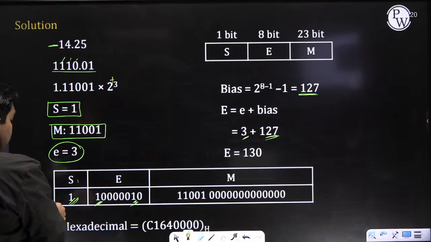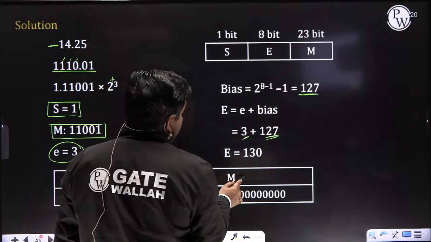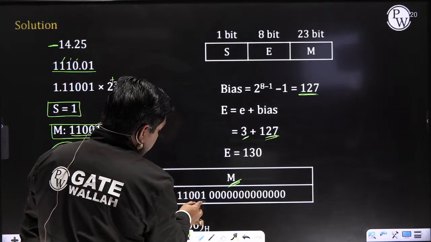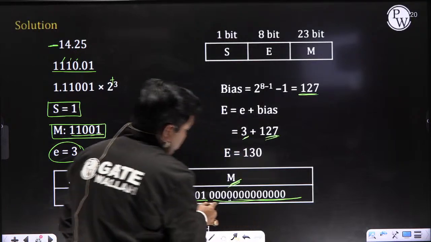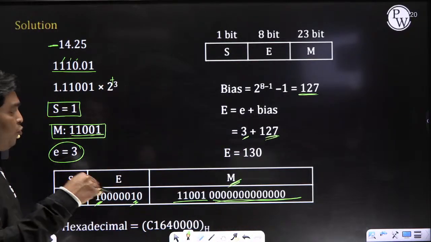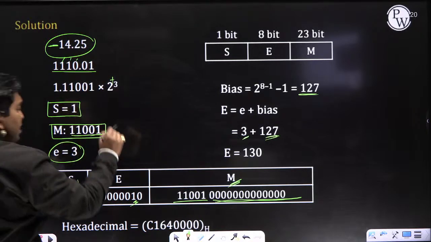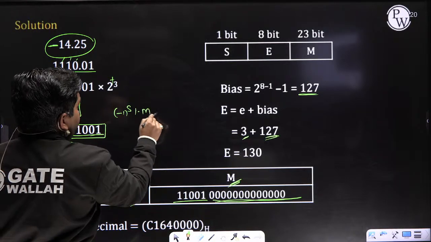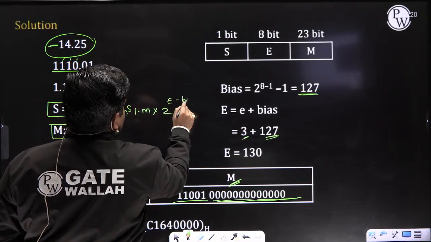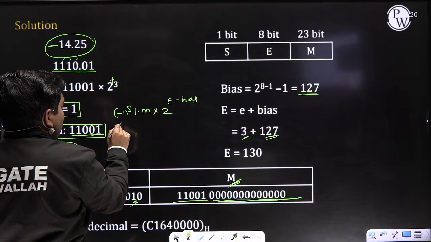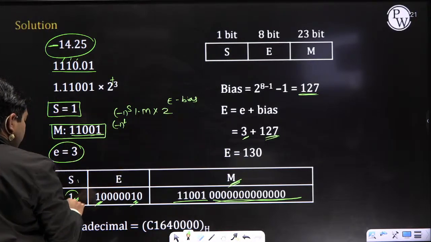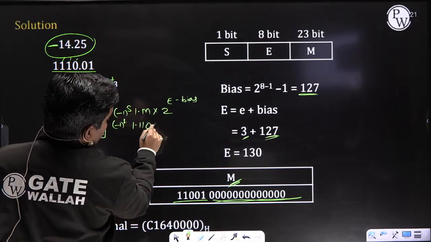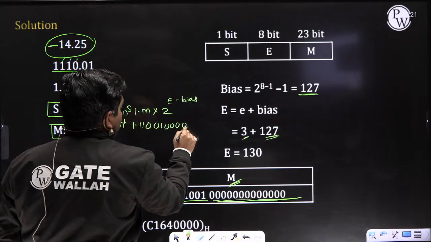Sign is 1 bit and Mantissa 23 bits. So you have these things only, after remaining all 0. If you want the answer from this, you can calculate how? Minus 1 की power s, 1 dot m into 2 की power capital E minus bias. I am showing vice versa also. Minus 1 की power 1, s is 1 na. 1 dot Mantissa is what? 1 1 0 0 1 0 0 0 0 0 0 0.